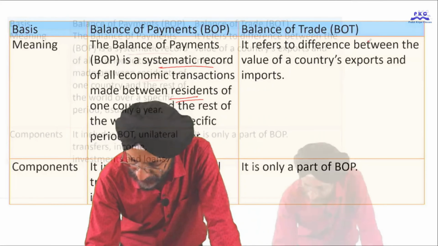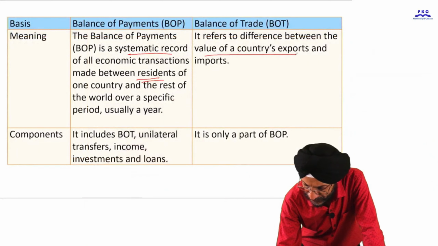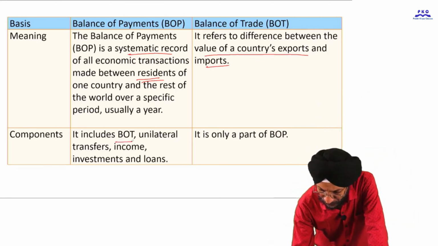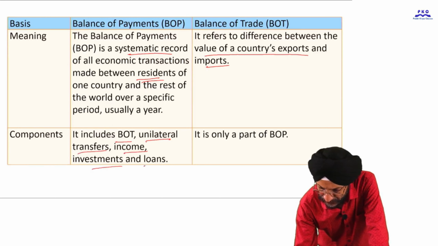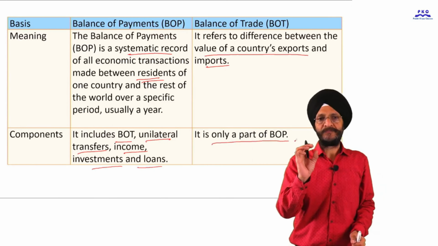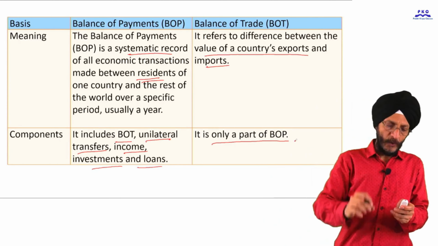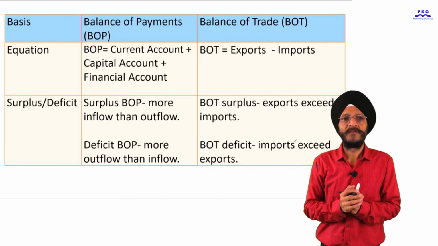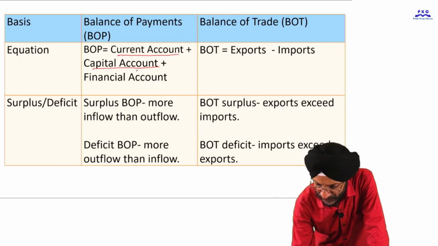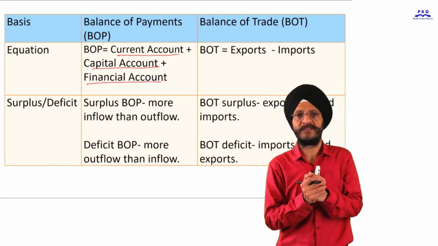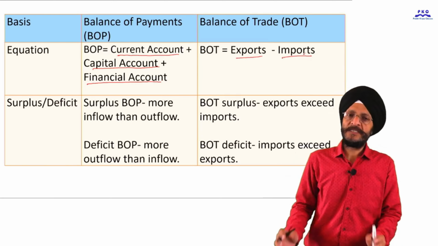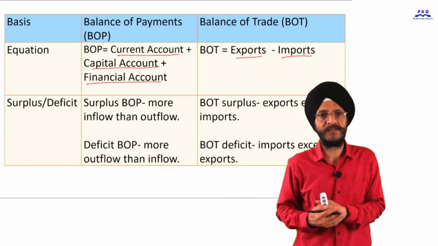On the other hand, balance of trade is only the difference between the value of a country's exports and imports. The components of BOP are balance of trade, unilateral transfers, income, investments, loans. Balance of trade is only a part of BOP under the head current account. Equation: balance of payment is the sum of current account, capital account and financial account because it has three components. On the other hand, balance of trade is equal to exports minus imports, exports of goods and services and imports of goods and services.